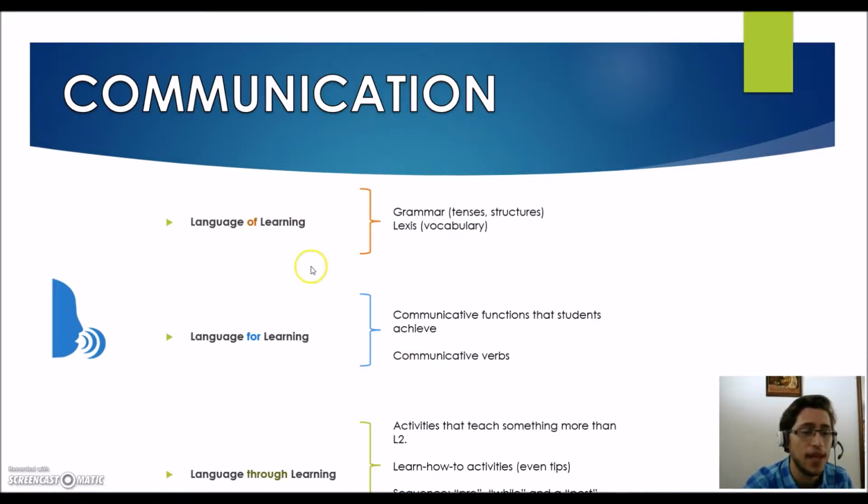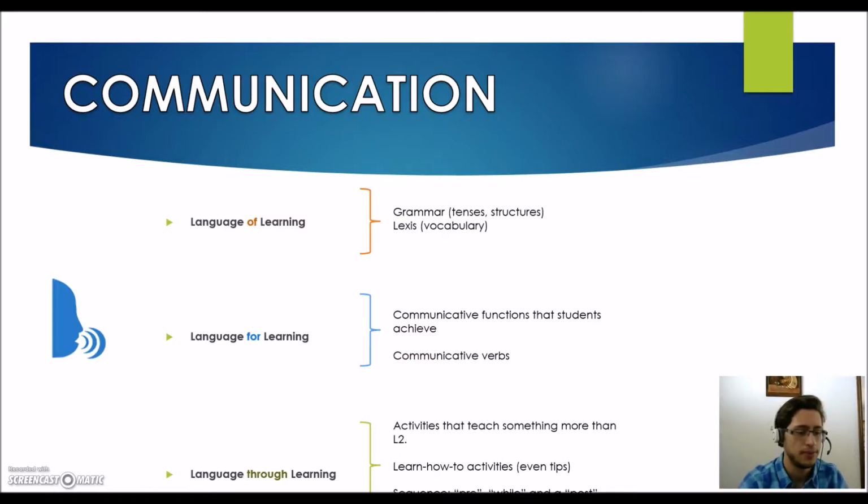It's this. In language of learning, we are going to put everything that is related to grammar, tenses, structures, vocabulary. Let's say, for example, present perfect, simple past, those are tenses, so we include them in language of learning.